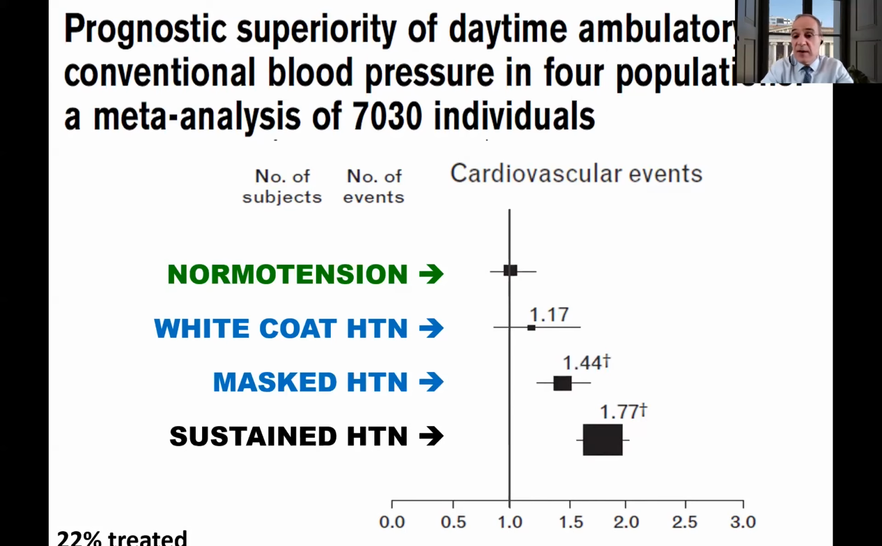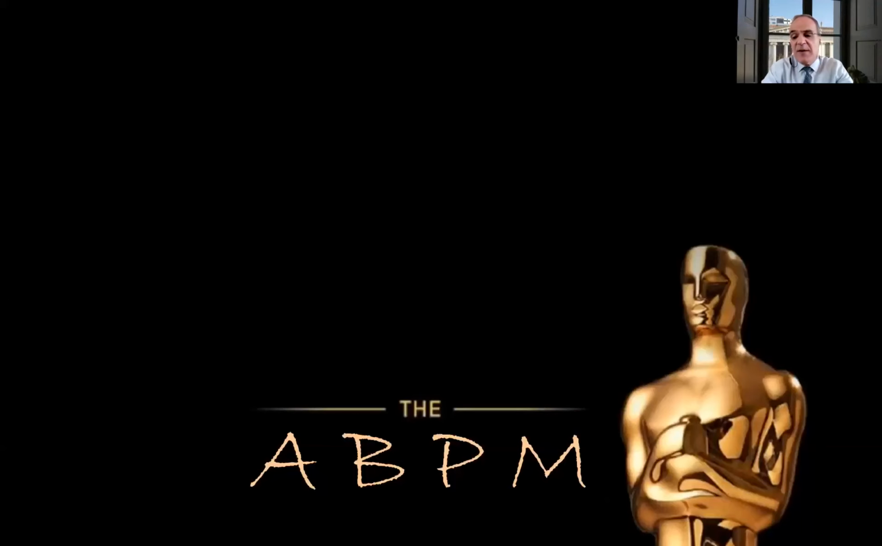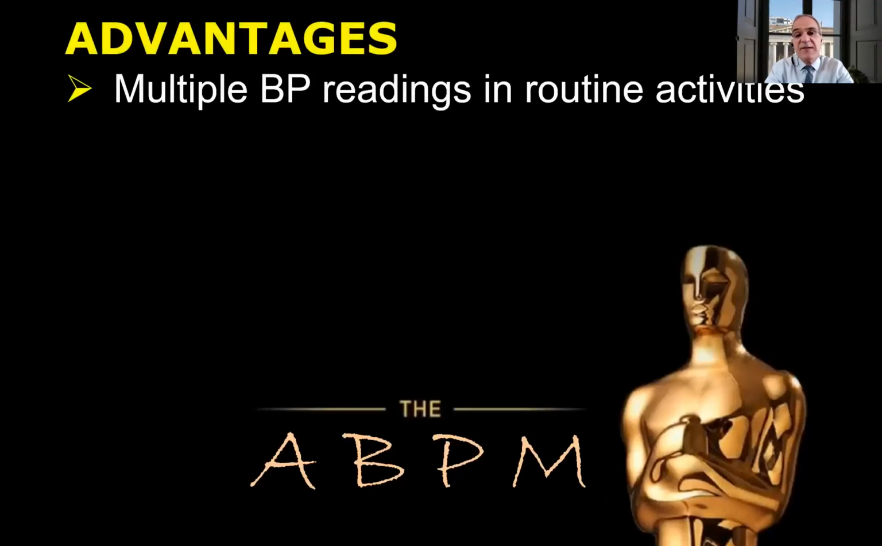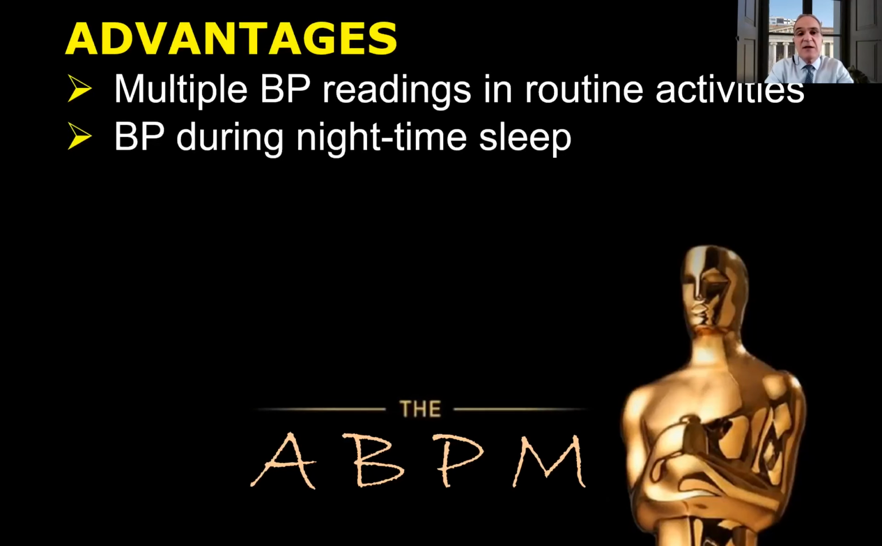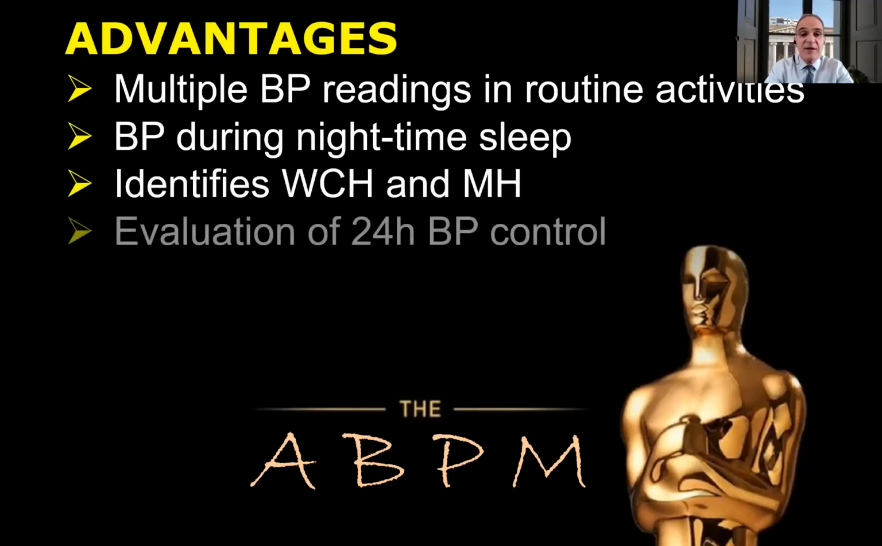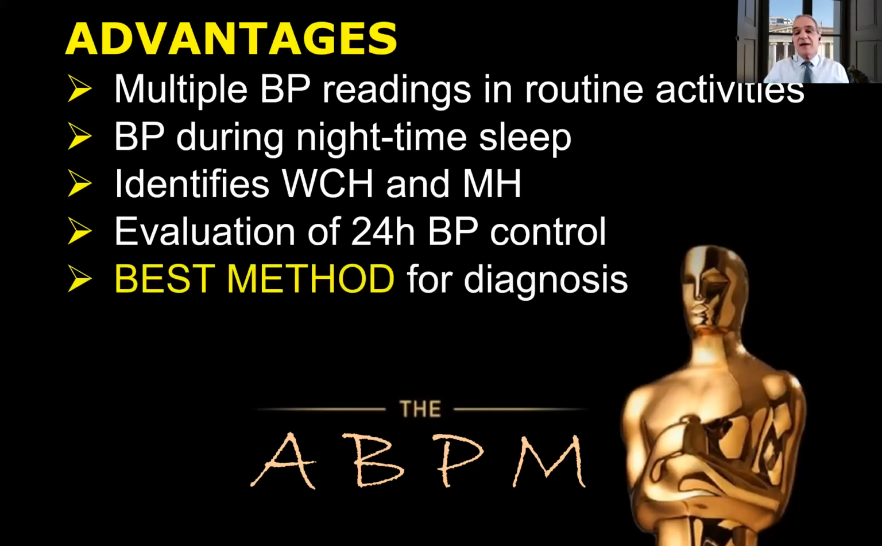And most people and most guidelines say that ABPM is the gold standard, the best method for diagnosing hypertension. This is because it provides multiple blood pressure readings in routine activities and also nighttime sleep. It can identify white coat and masked hypertension. It evaluates the 24-hour blood pressure control with treatment, and it is regarded as the best method we have today for diagnosing hypertension.